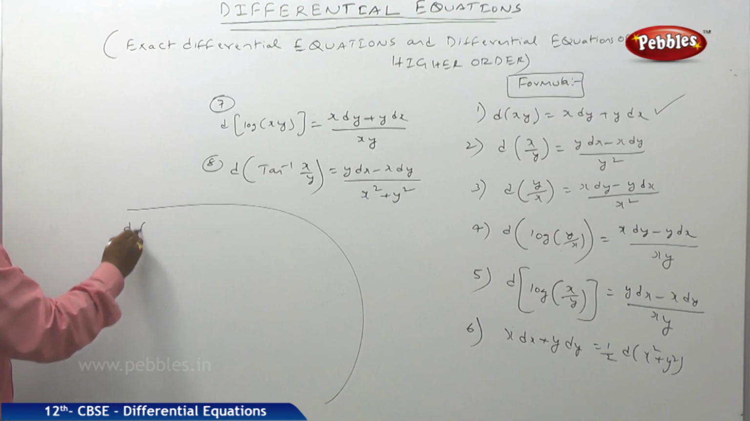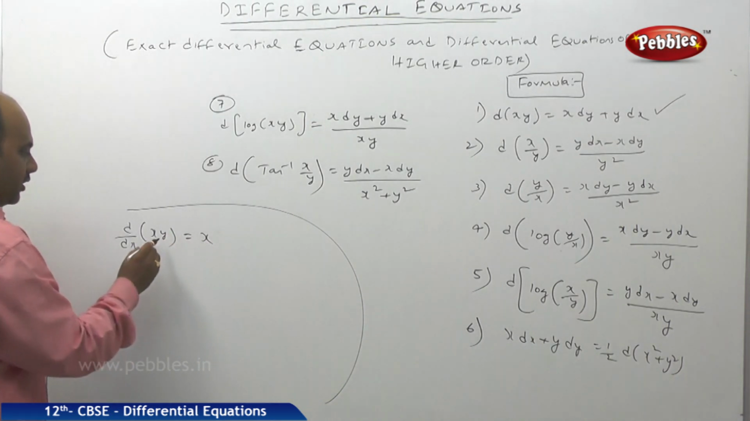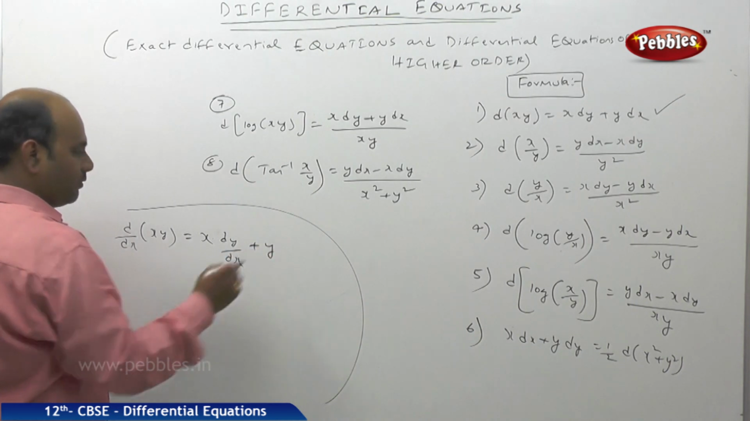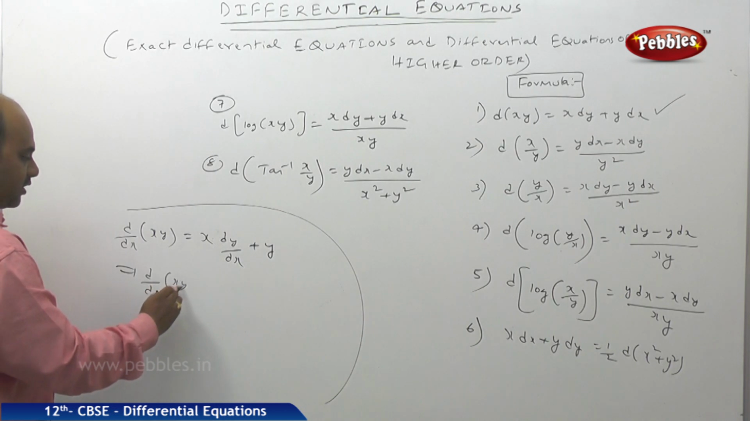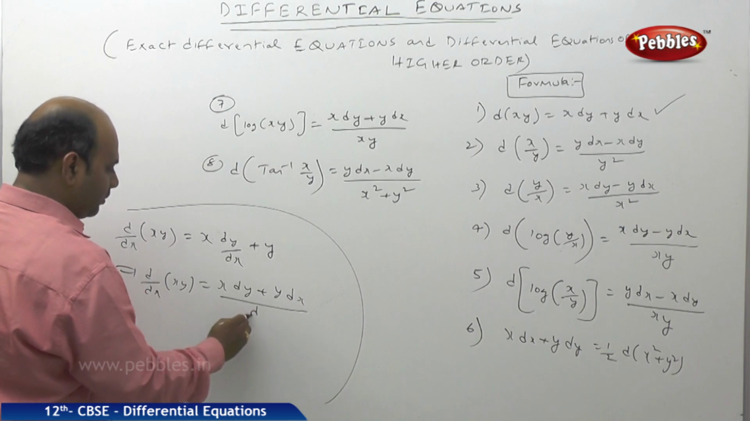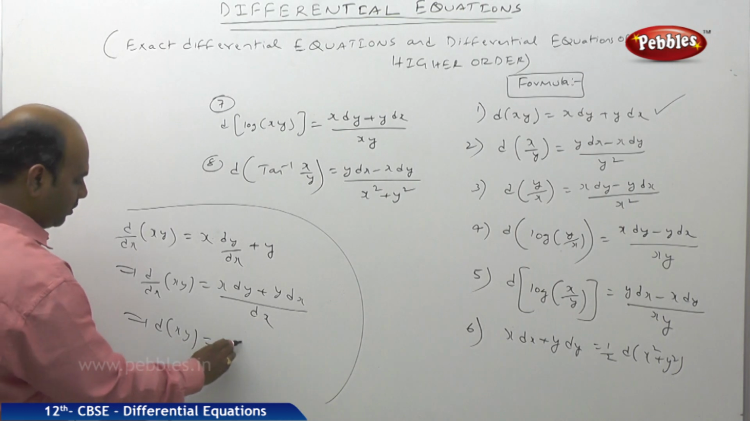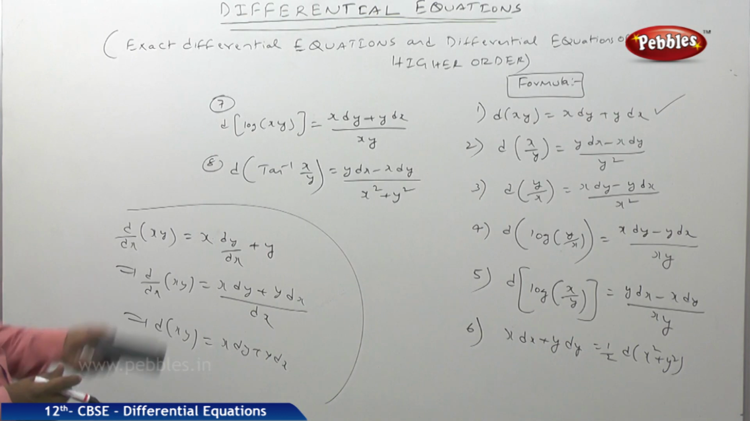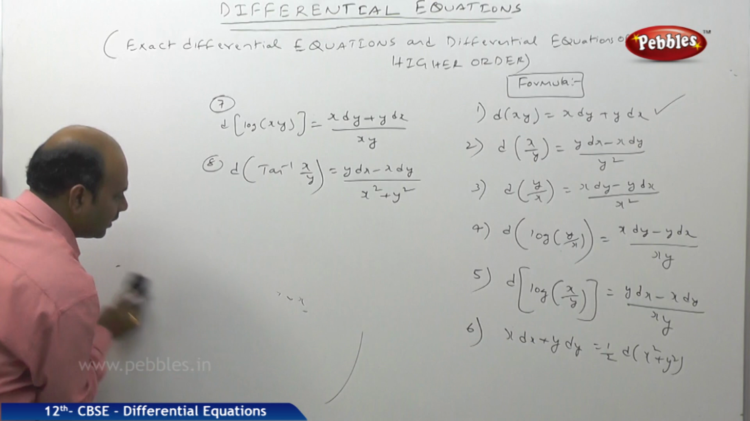Here I will show d by dx of xy. If I take x into y, the derivative is x dy/dx plus y. Now d by dx of xy is equal to (x dy plus y dx) divided by dx. So finally I can write d of xy is equal to x dy plus y dx. This is a simple proof, but all these proofs are not required. We just need to remember this particular result.